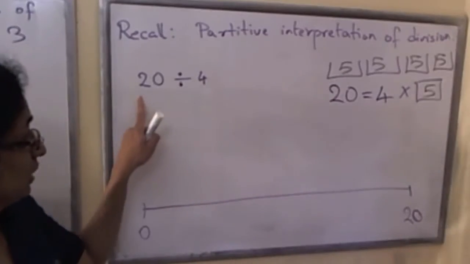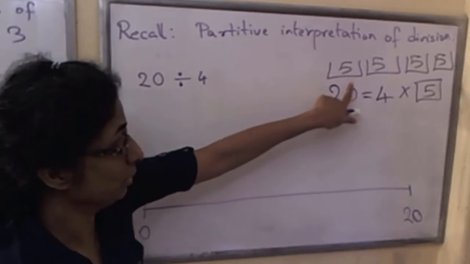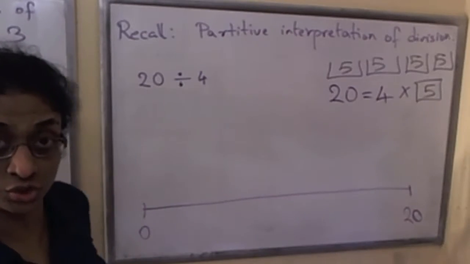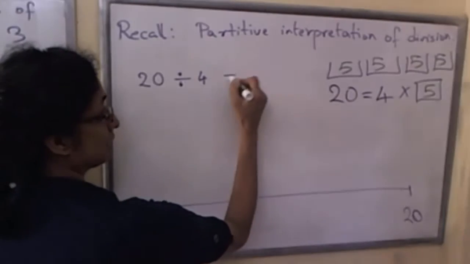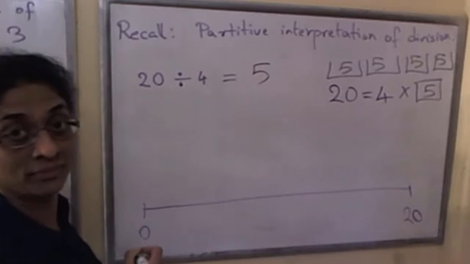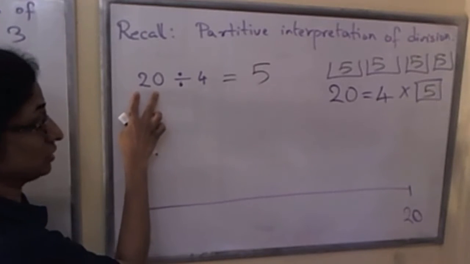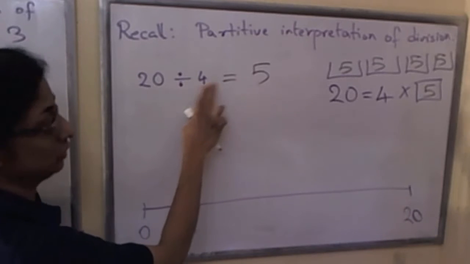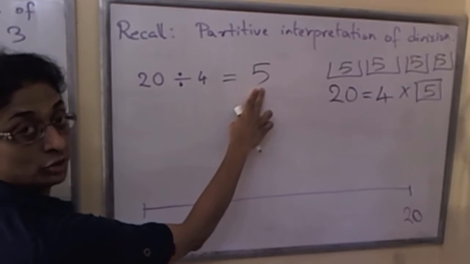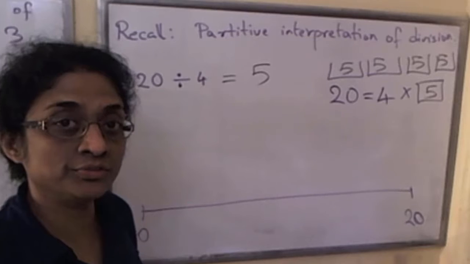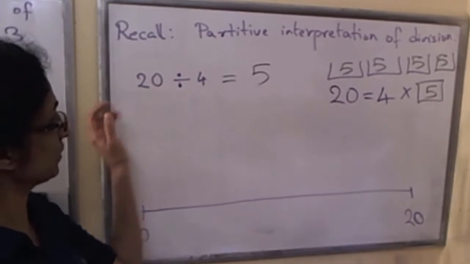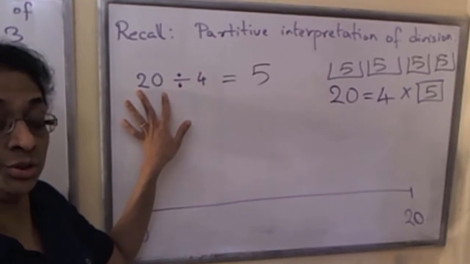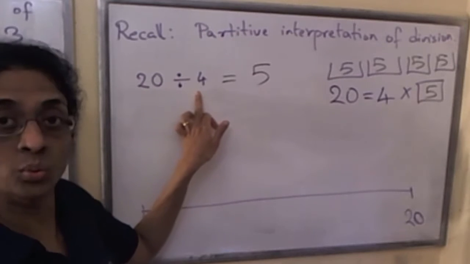So 5, 5, 5, 5. So by definition, 20 divided by 4 is the number of objects you would put in each group, and that is equal to 5. And remember, 20 is called the dividend, 4 is called the divisor, 5 is called the quotient. So notice that for this definition to make sense, we really need the dividend to be a multiple of the divisor. Why is that?